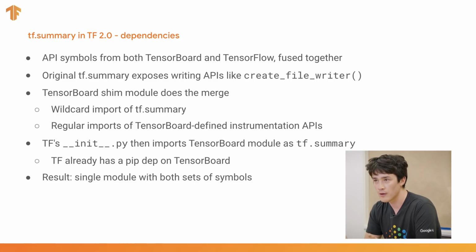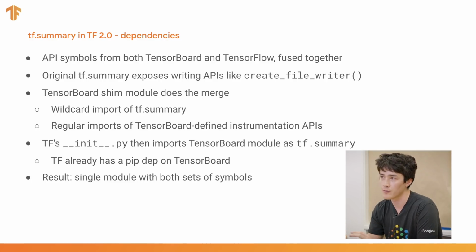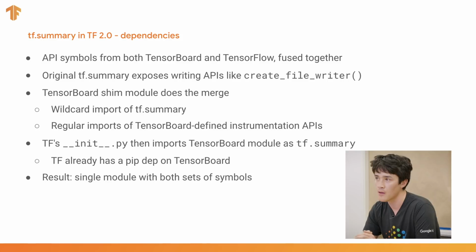So then TensorFlow in its top level init.py, where it's assembling the API together, imports the TensorBoard module and sets that as the new tf.Summary. And this does mean that the API surface depends directly on TensorBoard, but TensorFlow already has a pip dependency on TensorBoard, so this isn't really a change in that respect. But the API surface is now being constructed through multiple components, where the summary component is provided by TensorBoard. And what that gives us is a single module that combines both sets of symbols. So the delta for users is smaller, but we can have the code live in the appropriate places for now.